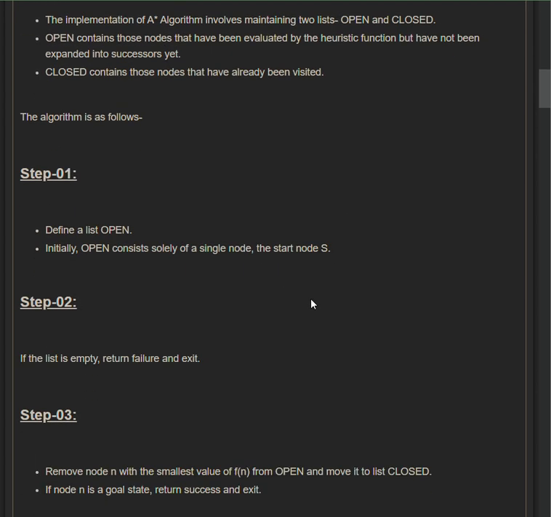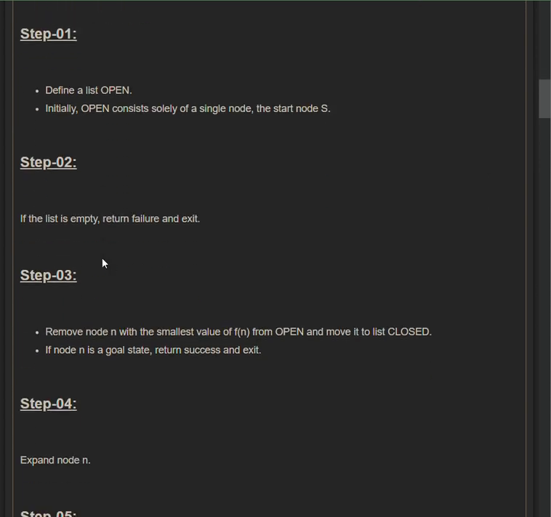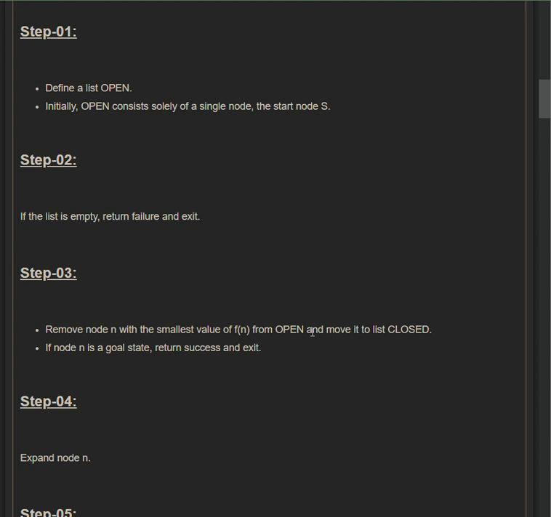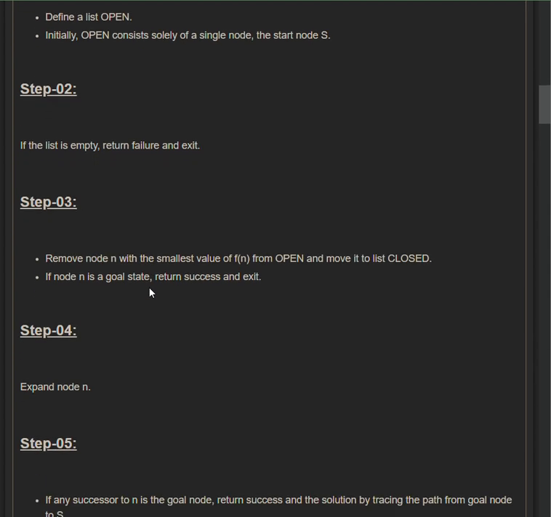Alright, here are the steps as I talked about. You can look into these and you can even visit this website if you're not sure about how these steps took place. Let's move on to solving the 8 puzzle problem.